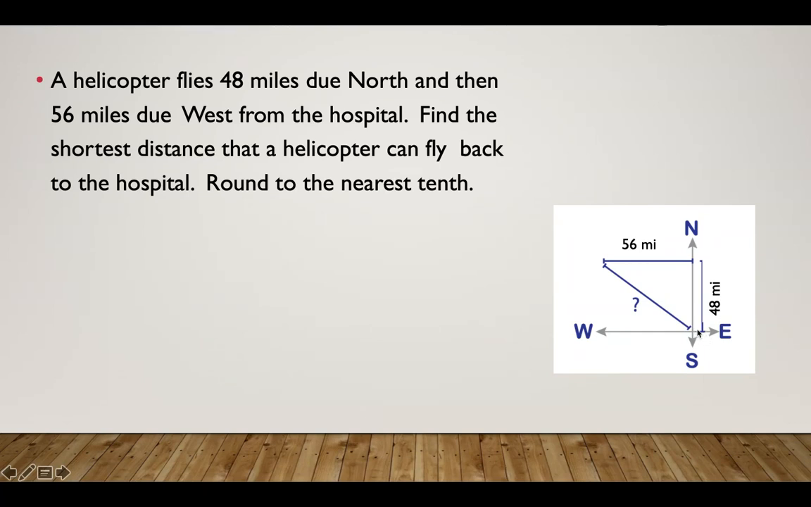So we have here on this diagram, it shows that it goes 48 miles north and then 56 miles west to get to the location from the hospital. But instead of going 48 miles north and then west, a more direct route would be straight from the location to the hospital. And if you notice here, it forms a right triangle, and we can use the Pythagorean theorem. So if you think about it, we can label the 48 miles A, and the 56 miles B, and then our last side would be C.